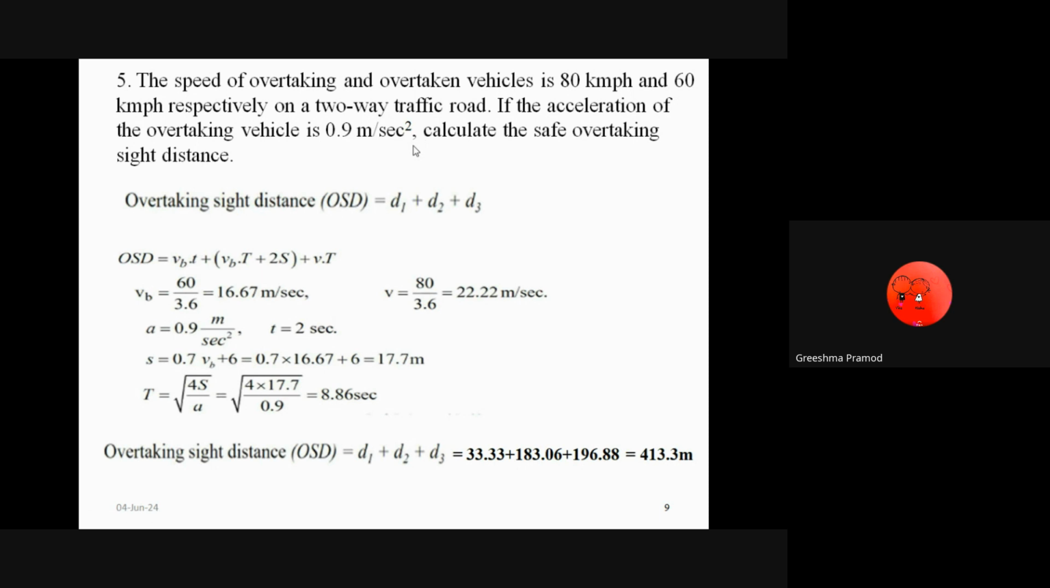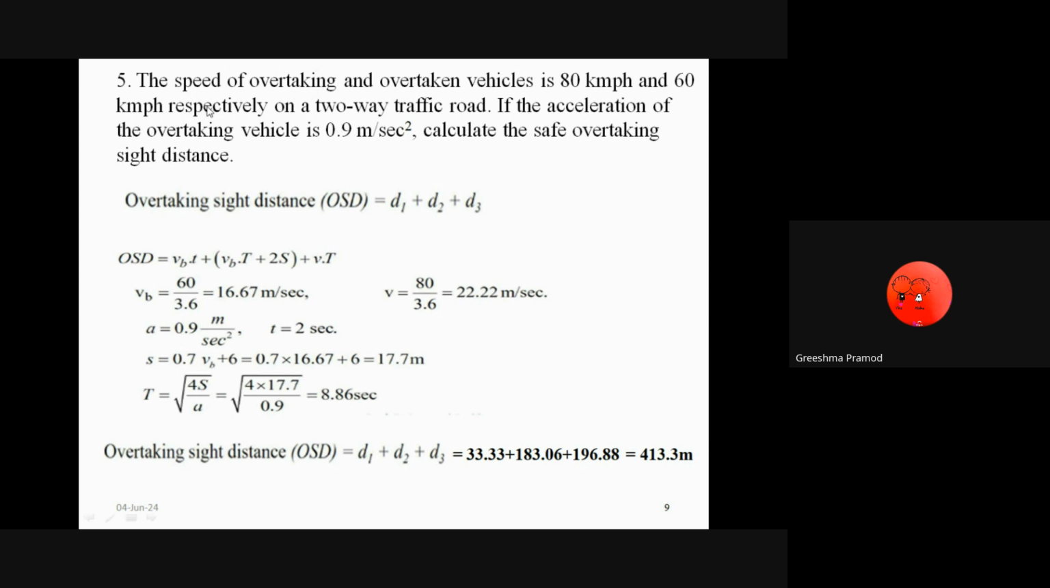OSD, or you can say the safe passing sight distance, is D1 plus D2 plus D3. So what are the factors or assumptions that you consider to analyze this OSD? You need to consider the speed of the overtaking and the overtaken vehicle. Then the distance between the overtaking and overtaken vehicle, that is the spacing, must be considered. The reaction time of the driver must be considered.